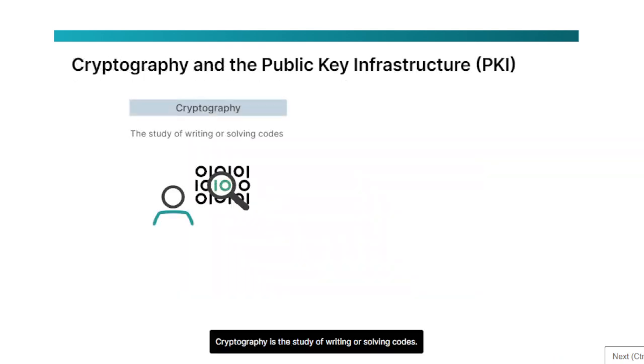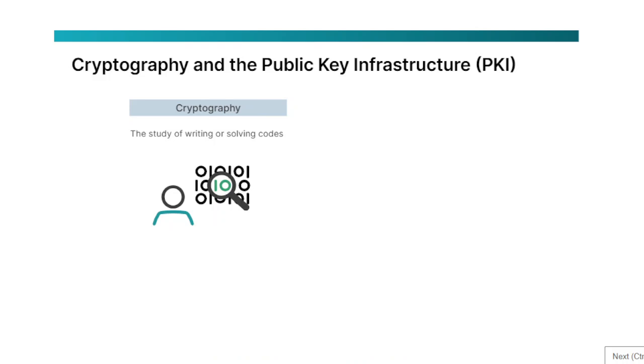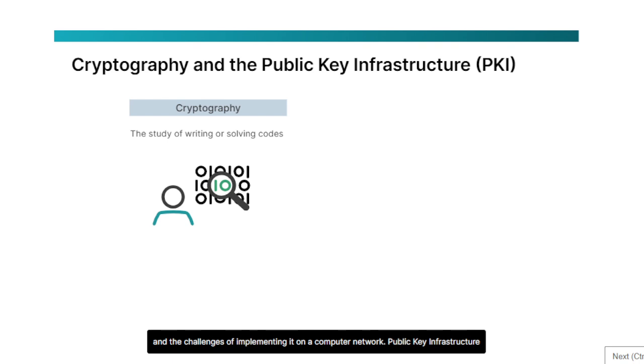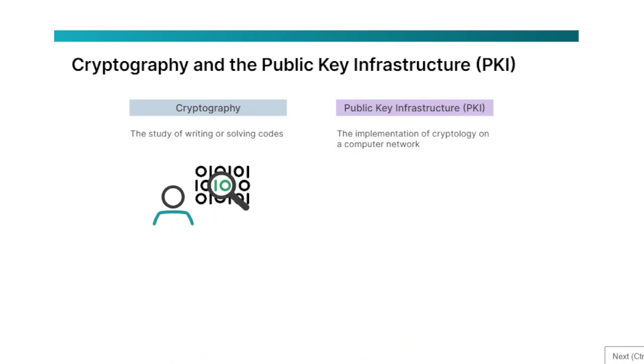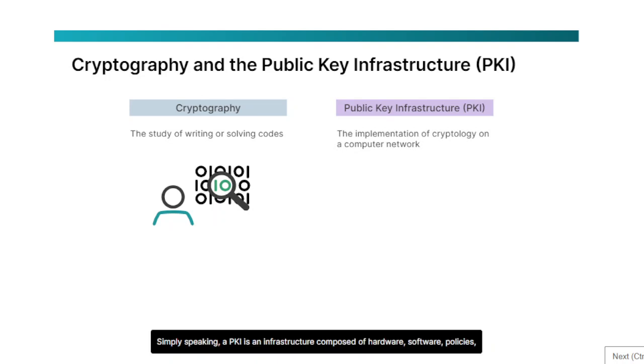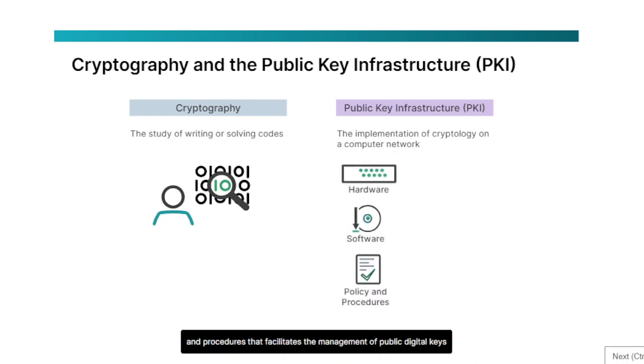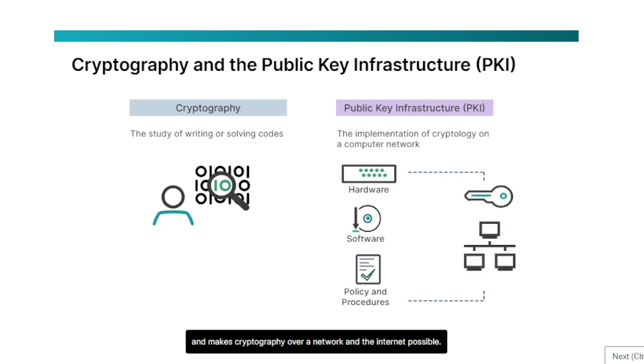Cryptography is the study of writing or solving codes. This straightforward definition belies the complexity of cryptography and the challenges of implementing it on a computer network. Public key infrastructure, PKI, is the name of that implementation. Simply speaking, PKI is an infrastructure composed of hardware, software, policies, and procedures that facilitates the management of public digital keys and makes cryptography over a network and the internet possible.